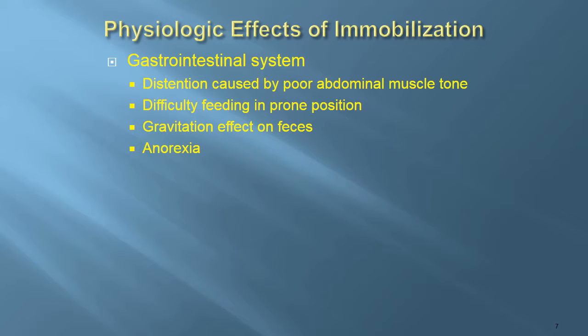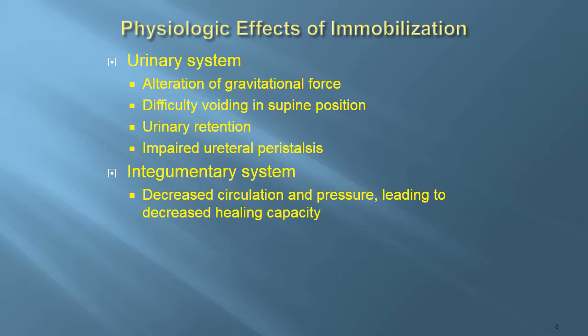Immobility also affects the gastrointestinal system. There is distension that's caused by poor abdominal muscle tone, difficulty feeding in the prone position, gravitation effect on feces, as well as anorexia. The effects of immobilization on the urinary system include an alteration of the gravitational force, difficulty voiding in the supine position, urinary retention, as well as impaired ureteral peristalsis. For the integumentary system, there is decreased circulation and pressure, leading to a decreased healing capacity.